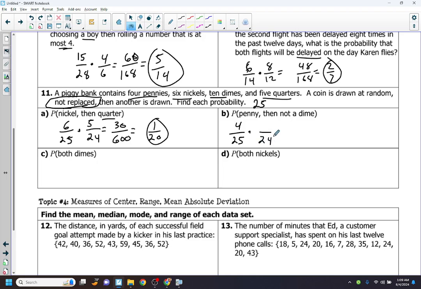So it's 24 here. And not a dime, pennies are included. So even though normally there's 15 not dimes, in this case I only have 14 not dimes because I took 1 penny earlier. So with that in mind, 14 times 4 is 56 over 600. That's going to be 7 over 75.